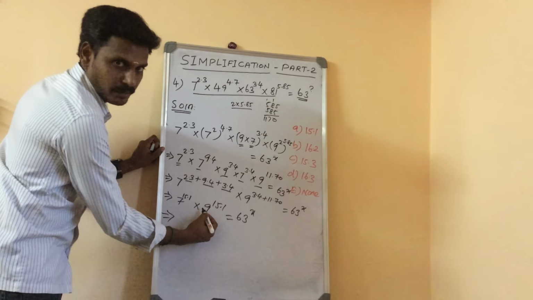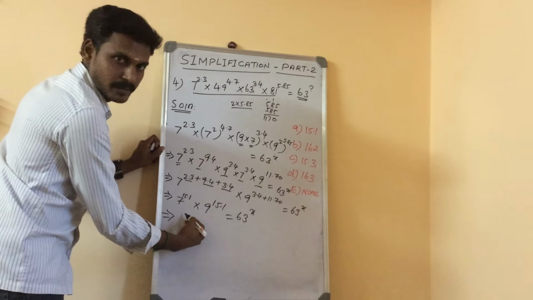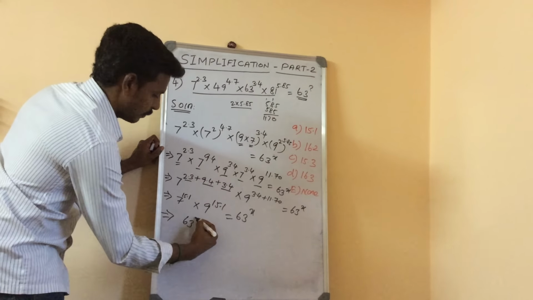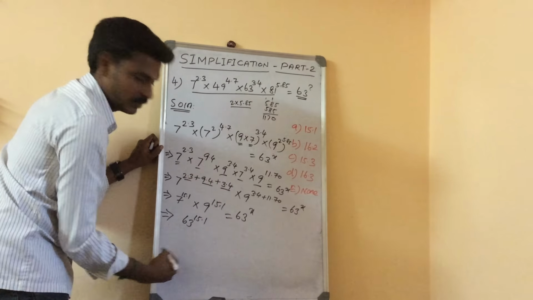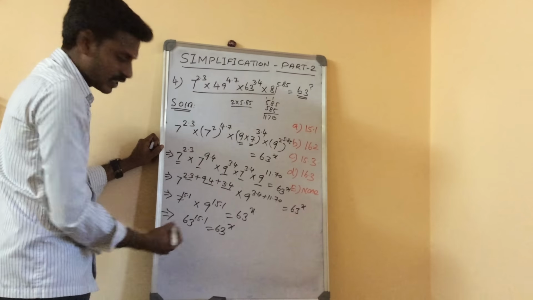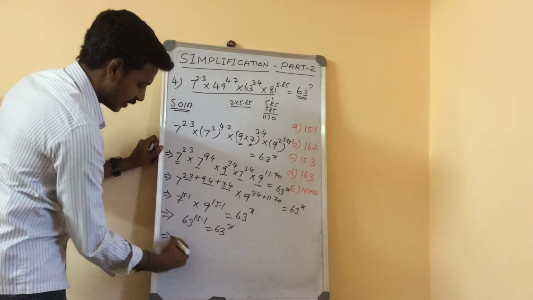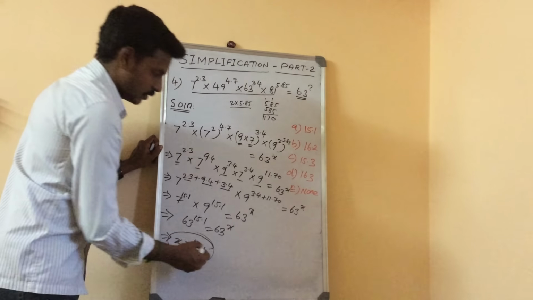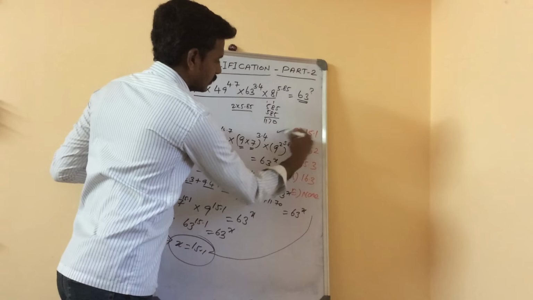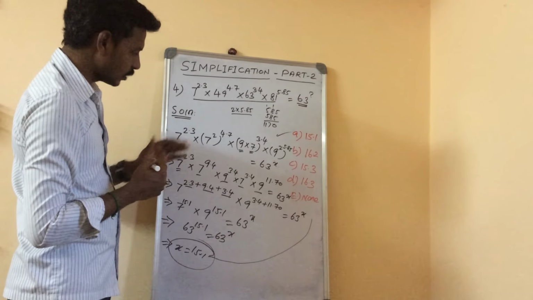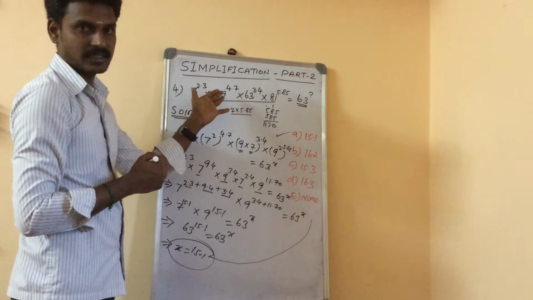Now you can multiply this value, 7 into 9, what will be the answer? 63. The power will be the same: 63 power 15.1 equals 63 power x. So our target is the x value, so you can take directly x equal to 15.1. So the answer will be 15.1.